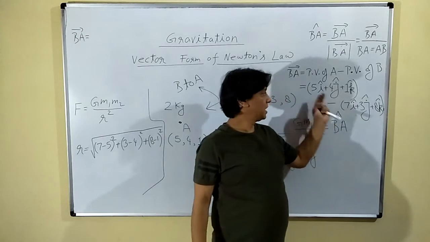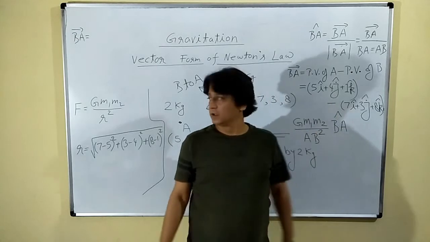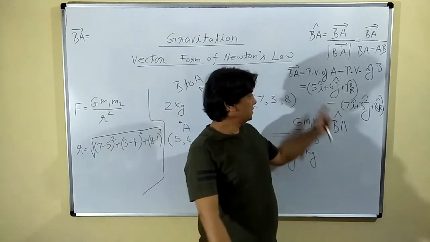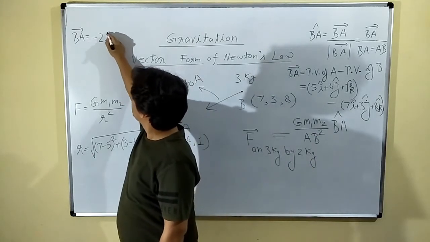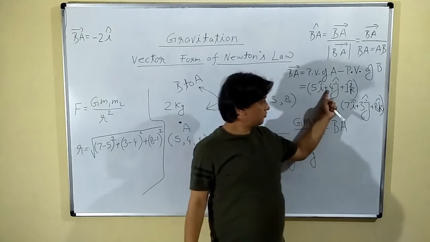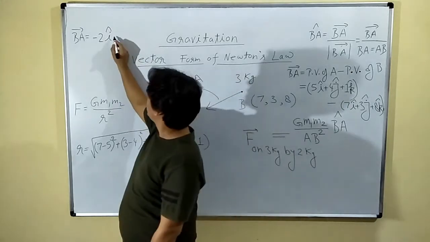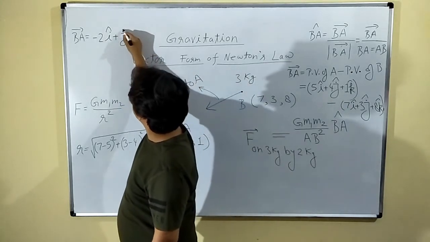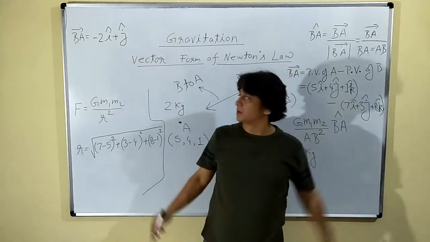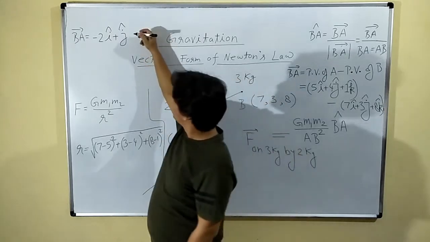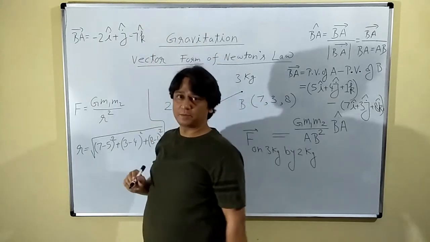How do you handle this thing? I, J, and K. 5i minus 7i. Look here. What is 5 minus 7? Minus of 2 I cap. Next, 4 minus 3. 4 minus 3 is simply j cap. Then 1 minus 8. 1 minus 8 is minus of 7 k cap.